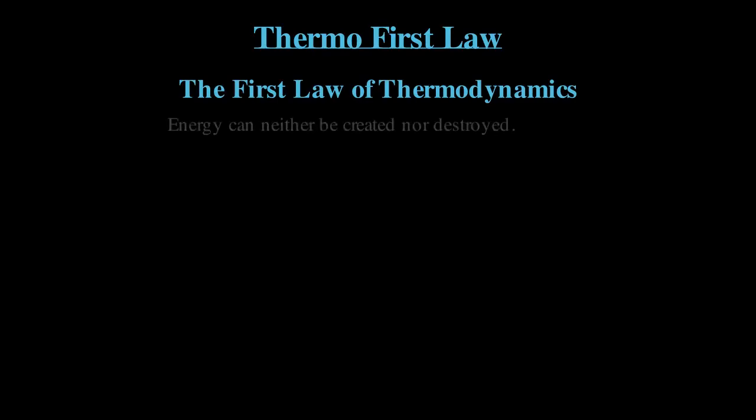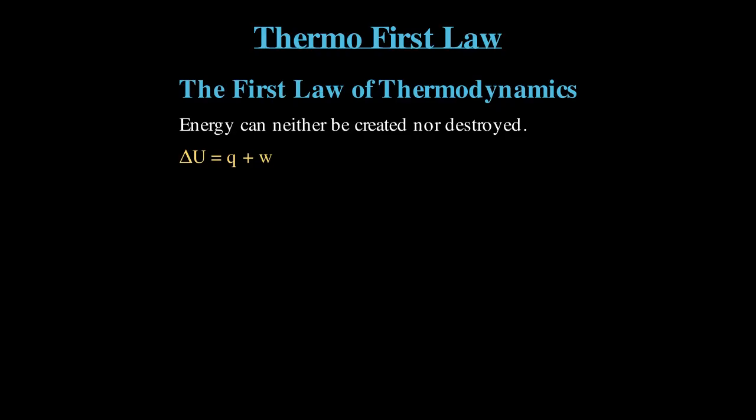Now let's discuss the first law of thermodynamics. It states that energy can neither be created nor destroyed, only transformed from one form to another. Its mathematical statement is delta U equals Q plus W. Here, delta U is the change in the system's internal energy, Q is the heat exchanged, and W is the work done. We must be very careful with signs.